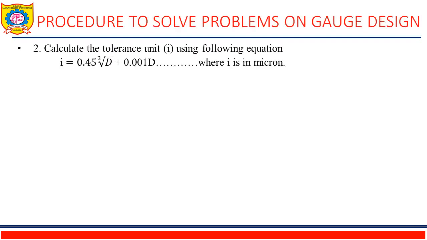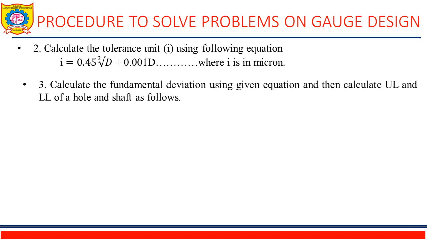Then second part in it, that is calculate the tolerance unit, international tolerance unit I, using the following equation. So the equation is given, we have to use this equation, we get the value of I which is there in micron. We can convert it into mm also.